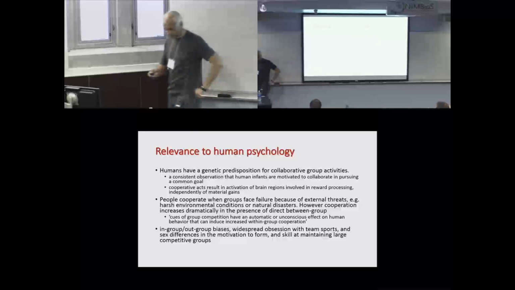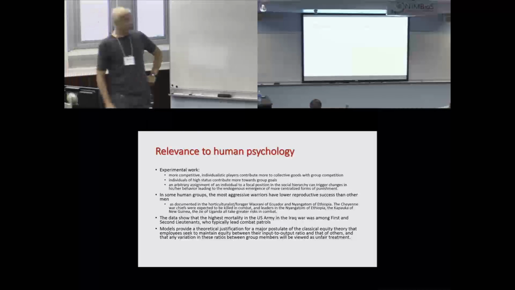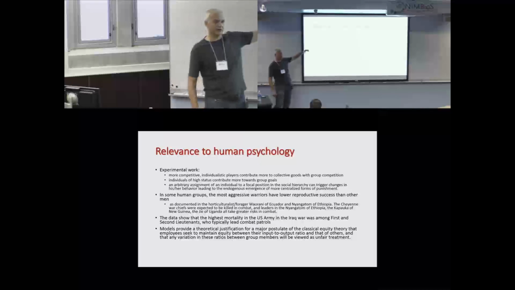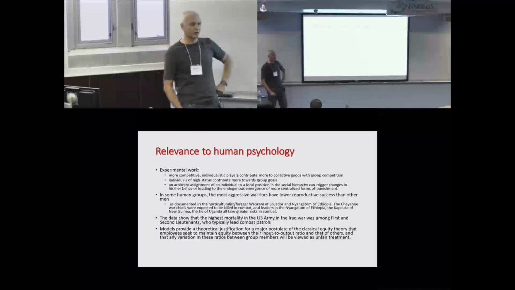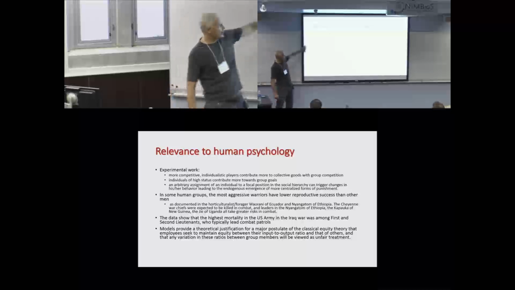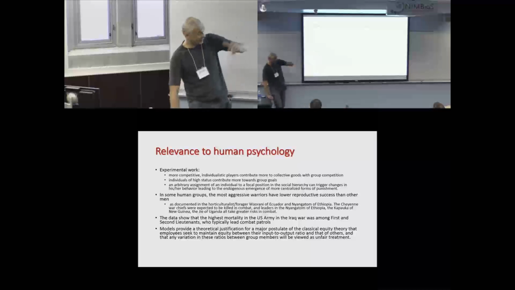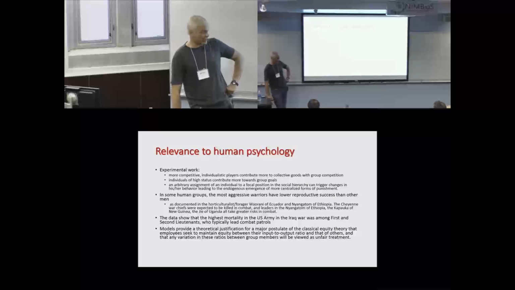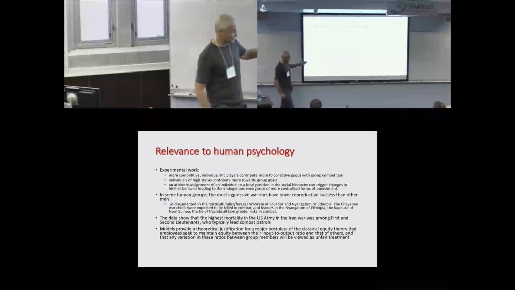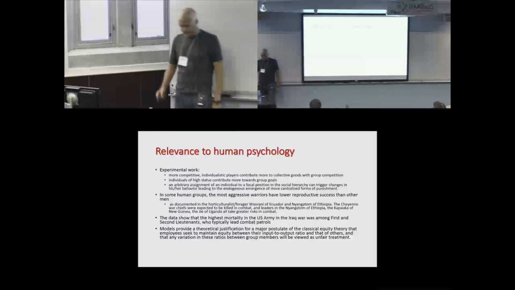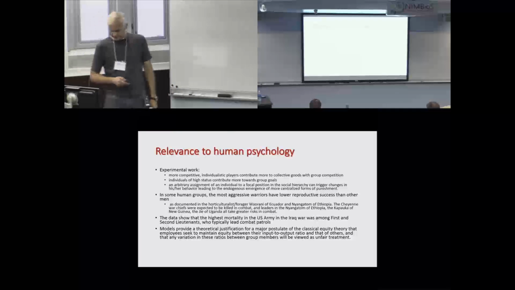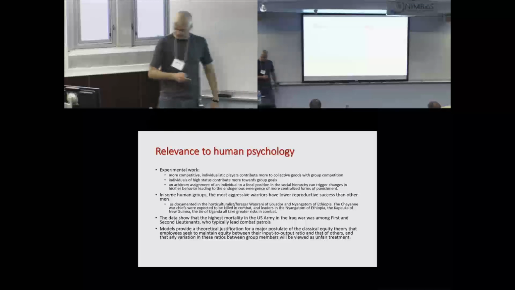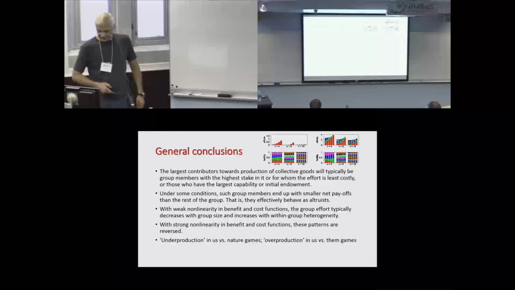And then there are some other factors. There is experimental work that shows that more competitive individuals, potential alphas, always contribute more to the group effort. In some groups of hunter-gatherers, the most aggressive warriors have reduced reproductive success. There are data on mortality in the US Army in Iraq, and in this case, again, leaders of platoons have the heaviest casualties. And then there is something else from equity theory that I will skip.